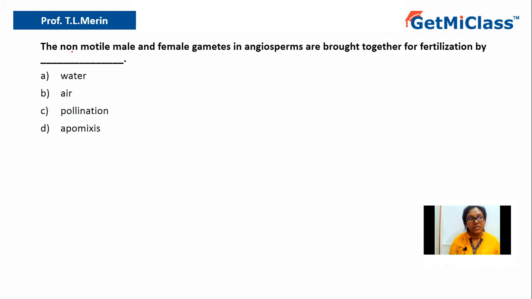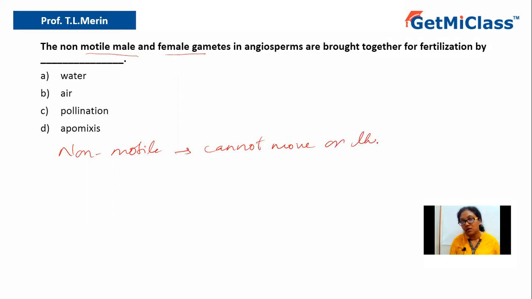Okay, so the question says the non-motile male and female gametes. So what do you understand by non-motile? Non-motile means which cannot move. They cannot move because they don't have motility appendages. They cannot move on their own. They have to be transferred from one place to another based on the utilization of various agents.